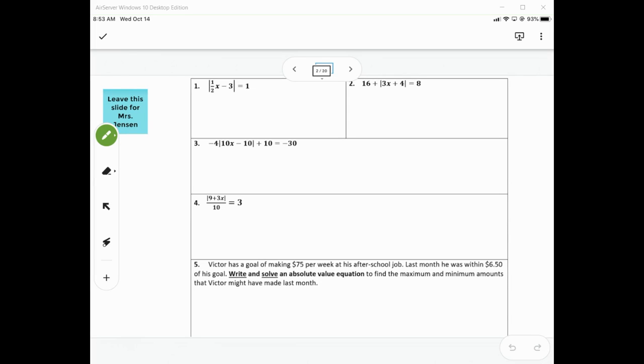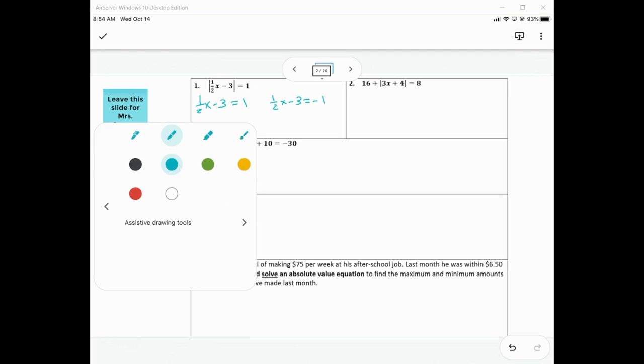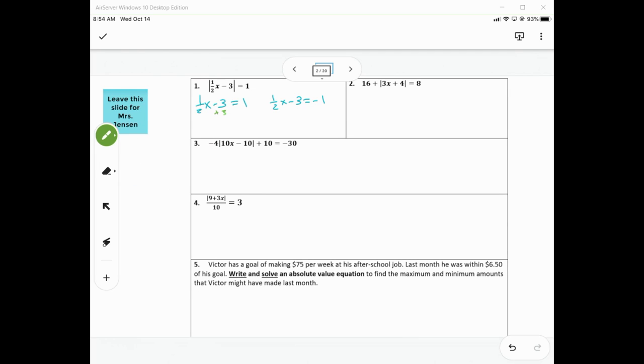Right, so the first step for number 1 is to set up our 2 equations, one positive 1 and one negative 1. We want to solve both equations. So we would add 3 first.